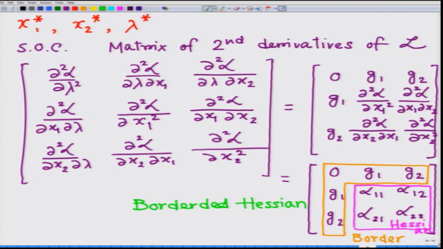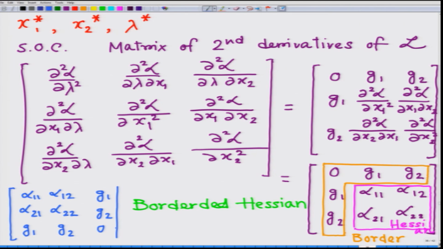Now, you may ask why the border should be like this. There is an alternative representation possible, and if I go for that alternative representation, then the bordered Hessian matrix can also be written like this. So, this is also allowed.